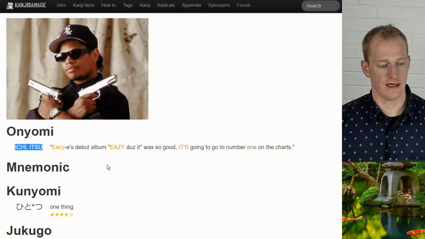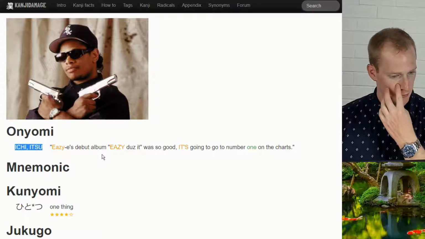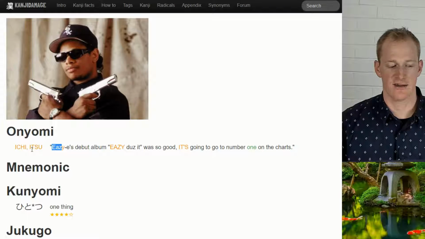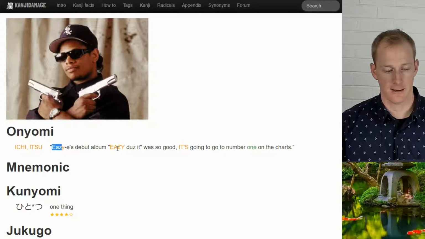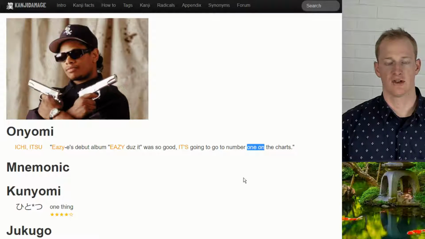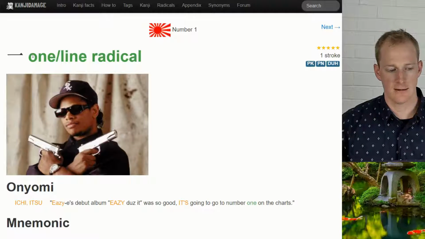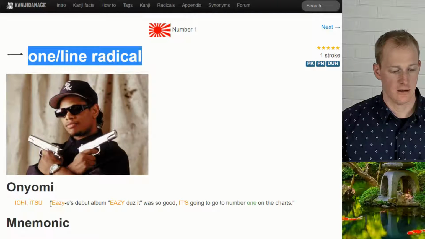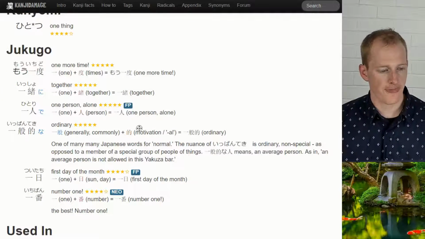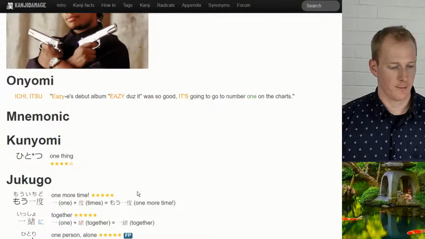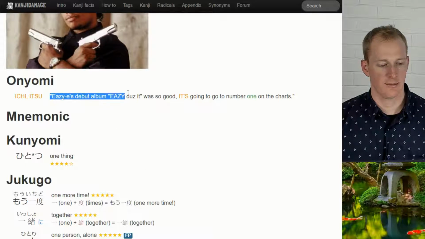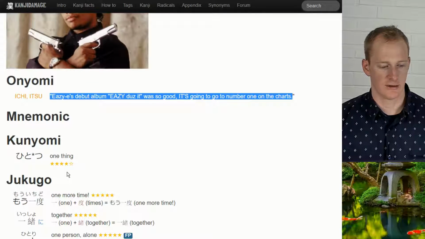So we see here the reading is ichi or itsu. These are the 2 most common ones. And we say that Easy E. All right, so itsu is easy. Okay, it's going to number 1 on the charts. All right, so again, our green corresponds with this green, and our orange corresponds with this orange. And we've got our mnemonic, which is nothing. Okay, really, because it's this guy. We don't really need anything else.